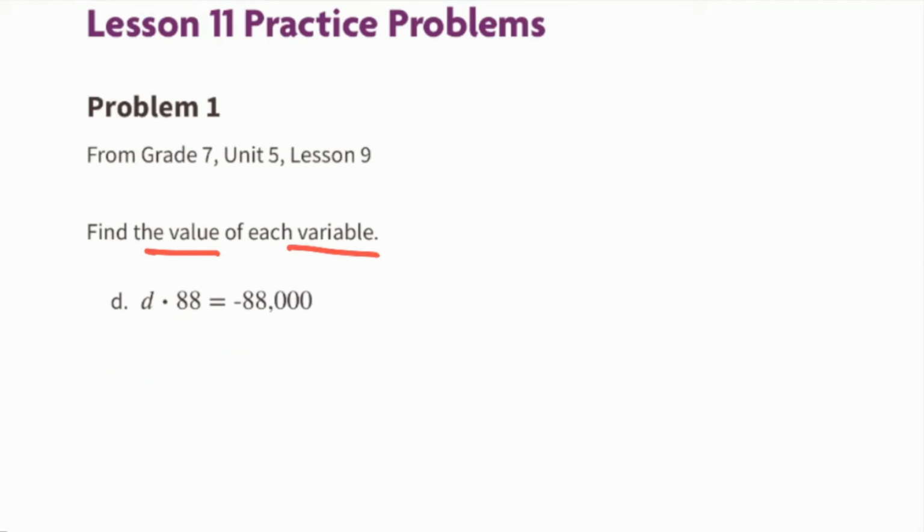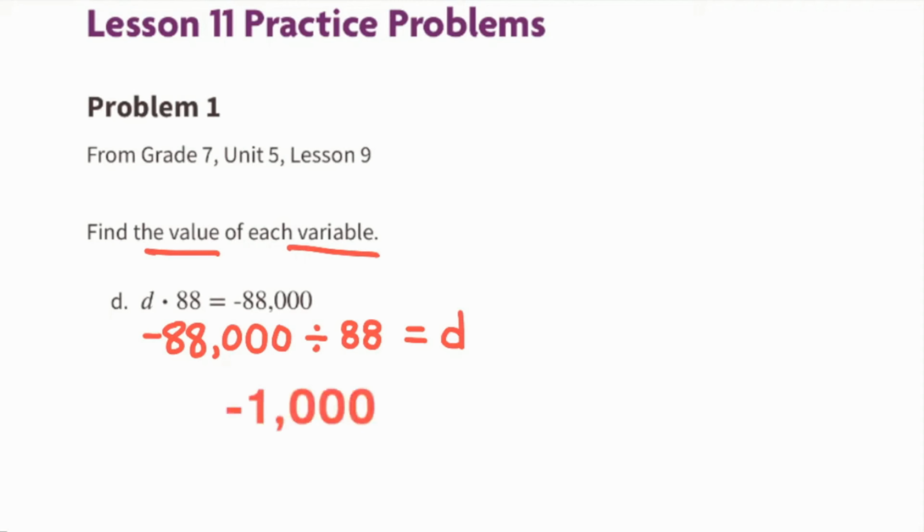D. D times 88 equals negative 88,000. Negative 88,000 divided by positive 88 equals D. And since negative 88,000 divided by 88 equals negative 1,000, then D equals negative 1,000. Let's double check. Negative 1,000 times 88 equals negative 88,000. So we're correct. D equals negative 1,000.